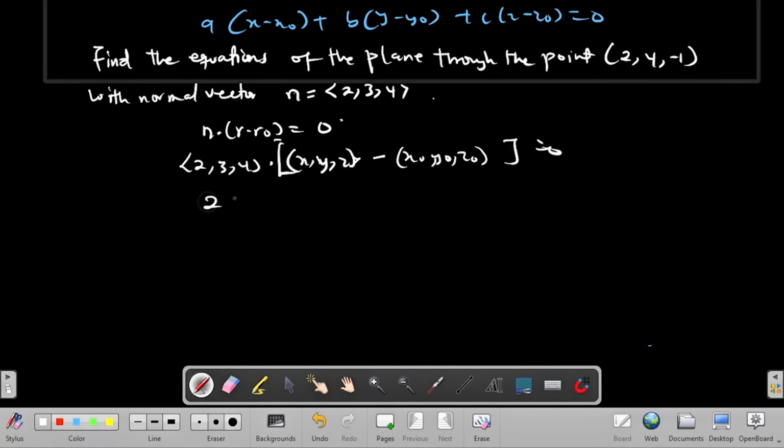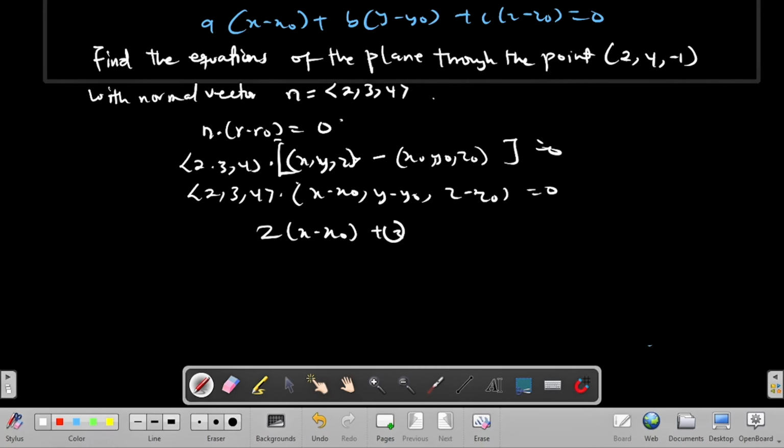Let me still solve it systematically. So I have (2, 3, 4) dot (x minus x naught, y minus y naught, z minus z naught) equals 0. So 2 times (x minus x naught) plus 3 times (y minus y naught) plus 4 times (z minus z naught) is equal to 0. What do we do? Multiply through, right?